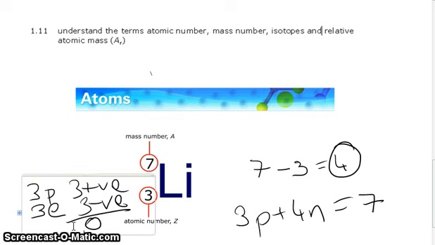Now, in order for it to be lithium, it has to have an atomic number of 3. So the number of protons has to be 3, but sometimes the mass number can vary because of the number of neutrons in the nucleus. So what an isotope is, it's atoms of the same element with different mass numbers, or a different number of neutrons in the nucleus.